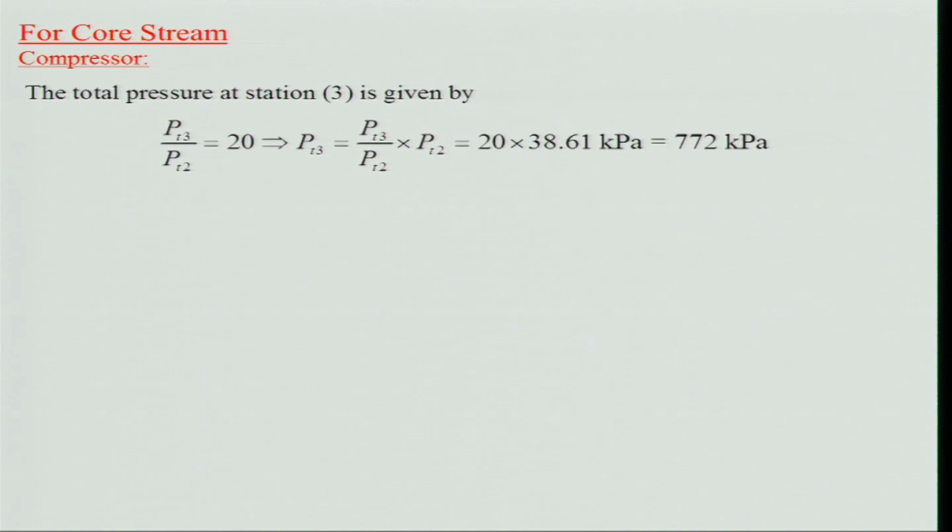So, the total pressure ratio at station 3 is given by PT3 by PT2, which is 20, because we have taken 10 into 2, that is the fan pressure ratio, therefore we have taken it as 20. Keep that in mind. So, PT3 will become 20 into 38.61, because we already determined what PT2 will be. So, you can get that.